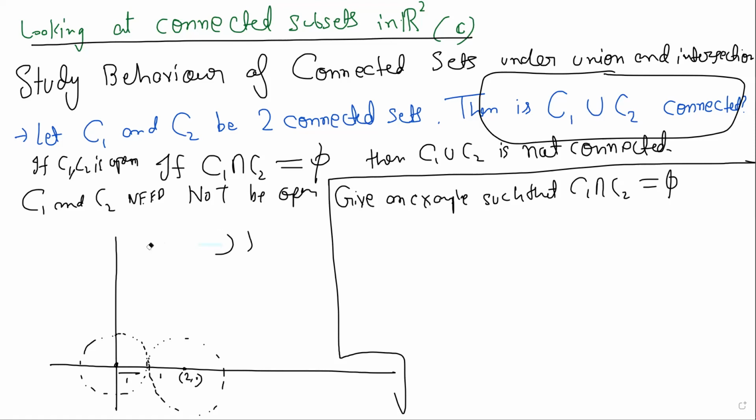But here I'm asking this so that we can understand this concept better. Given examples such as C1 intersection C2 is phi, but C1 union C2 is connected. Think about this as an example. So two sets which are connected, obviously. Their intersection is empty, but still the union is connected.